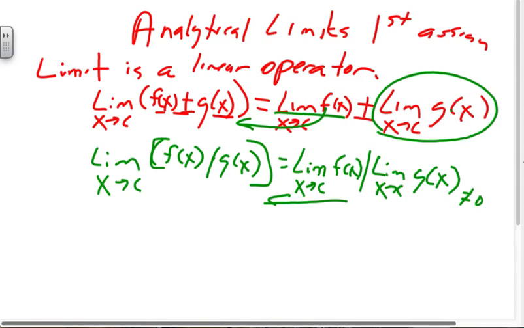Okay, so that's what a linear operator means: the limit of a sum or difference, if it's easier, is just the sum of the limit of each individual part, and same way with product or quotient. We'll be dealing with a lot of linear operators here, where a lot of times instead of dealing with one big thing, it's easier to break it up into small pieces and deal with each individual one. And that's what this does.